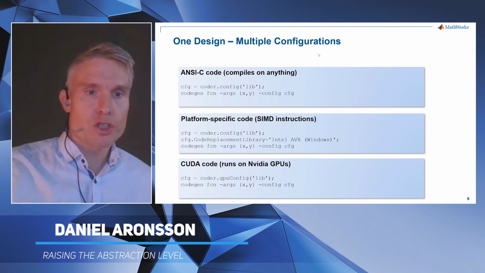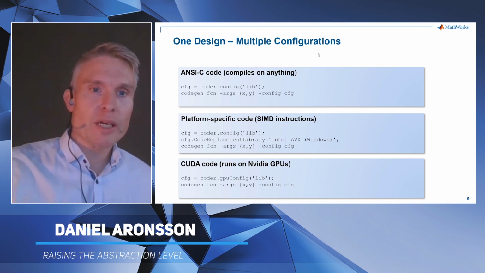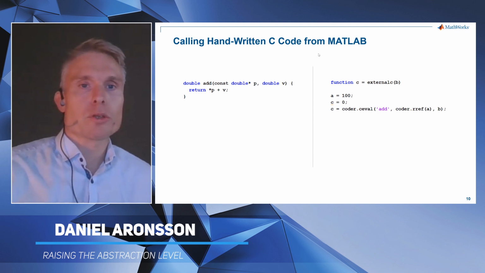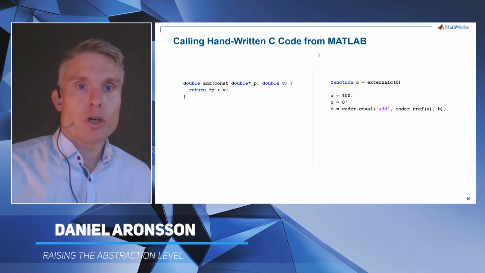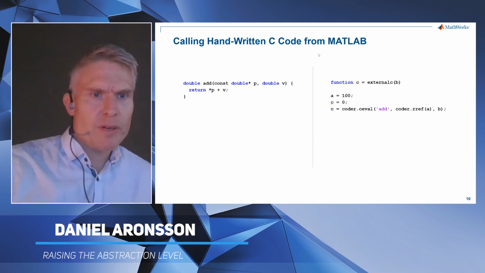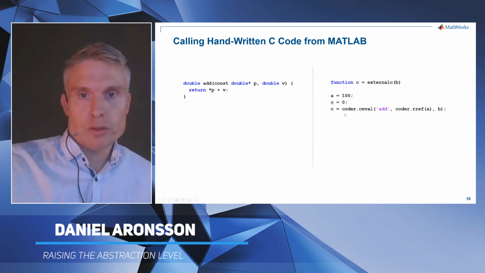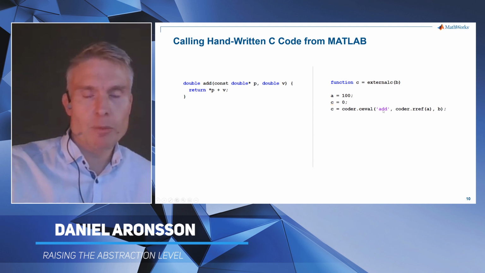But before we finish, let me just bring a few extra topics into the picture here that we haven't dealt with. So one is that you may want to bring your own handwritten C code into the picture. So here I have a handwritten piece of code written in C on the left side, and on the right side you can see how you can integrate that into your MATLAB code. So you use this command called coder.ceval, and you point to the name of that function.